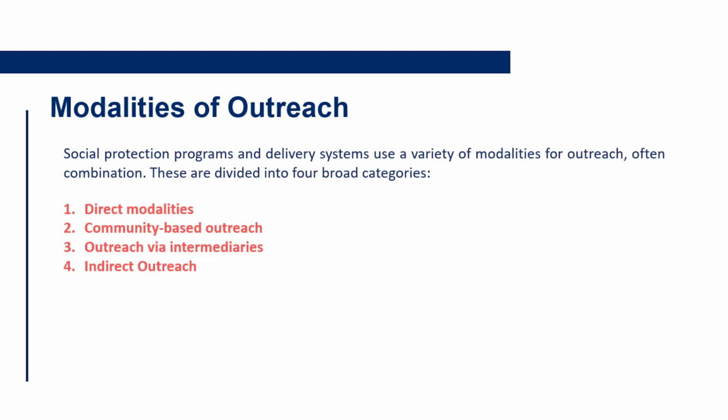So, how to address these challenges? How to address these vulnerable groups that we discussed in the earlier slides? There are diverse modalities and instruments for outreach. Social protection programs and delivery systems use a variety of modalities for outreach, often in combination. These are divided into four broad categories: direct modalities, community-based outreach, outreach via intermediaries, and outreach via information campaigns and technology.